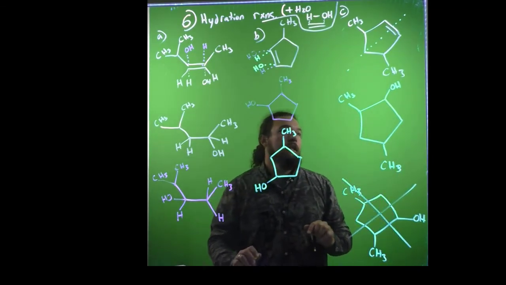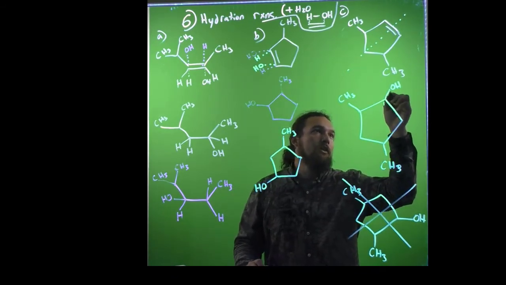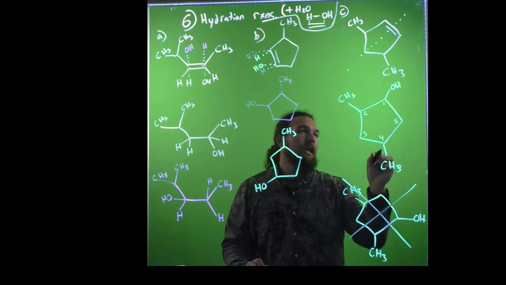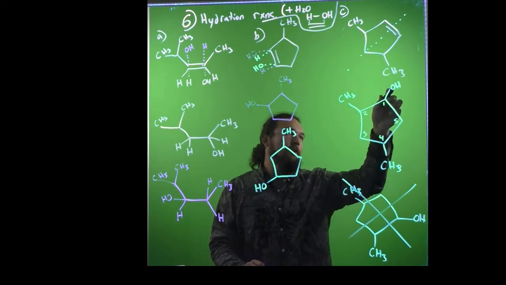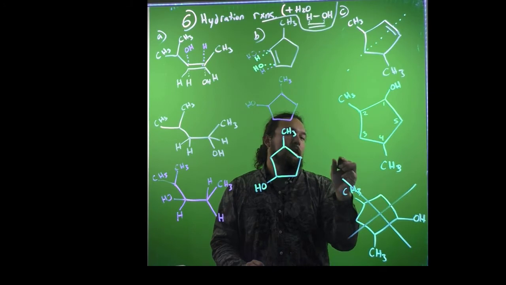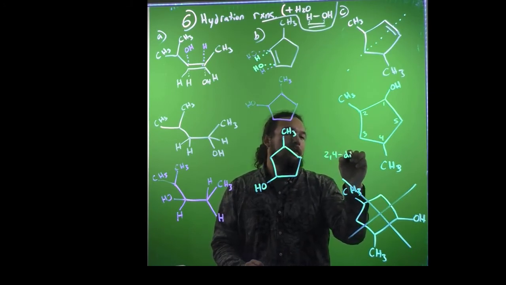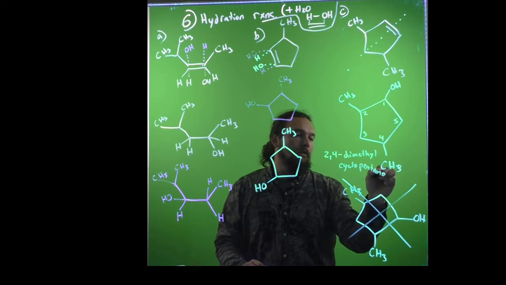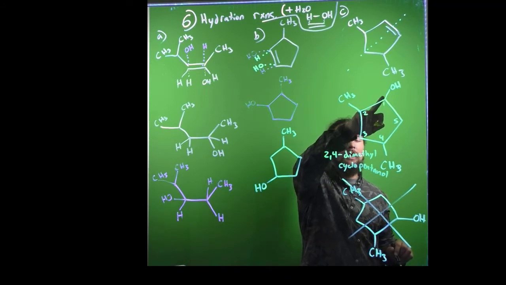Let's do a quick review. If we were to name this compound, we would start with our 1 on the alcohol. 1, 2, 3, 4, 5. We would name this a cyclopentane, but there's an alcohol at position 1, so cyclopentanol, and we call it 2,4-dimethylcyclopentanol. Okay? The fact that it's cyclopentanol, we don't need to say 1 is where the alcohol is because that's implied in the naming.